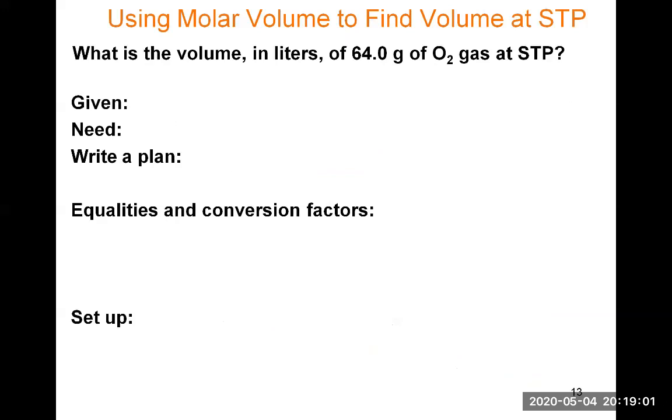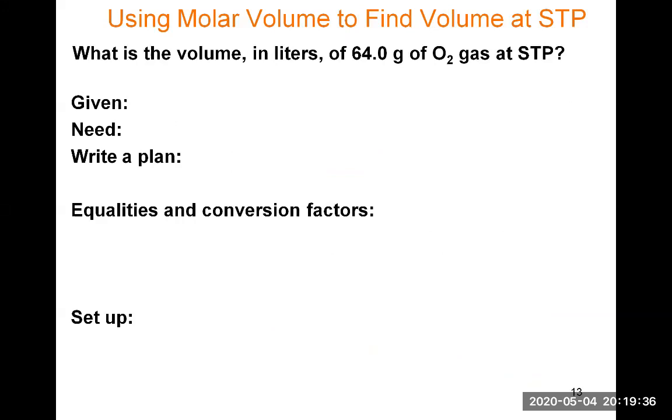So you can use the molar volume to find volume at STP. So let's look at this other example. The problem is saying, what is the volume in liters of 64 grams of oxygen gas at STP? The key words here, at STP, tell you that you should be able to use the molar volume that tells you that you have 22.4 liters of gas when you have 1 mole of gas.